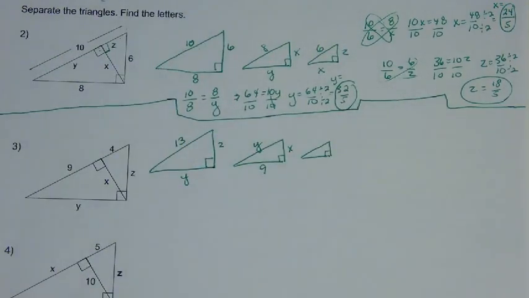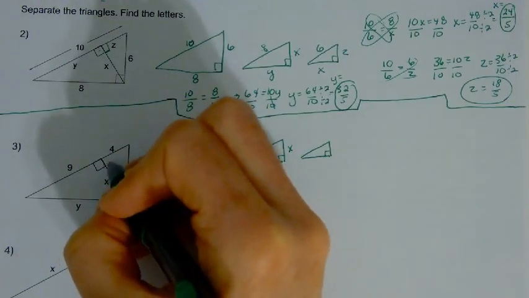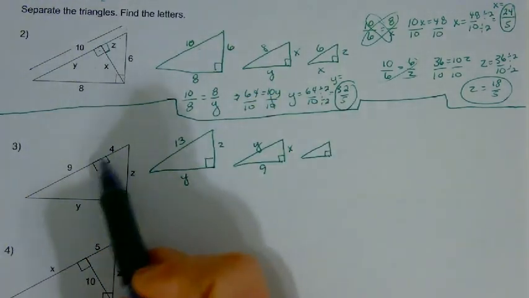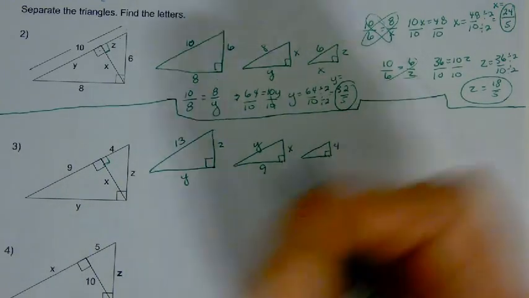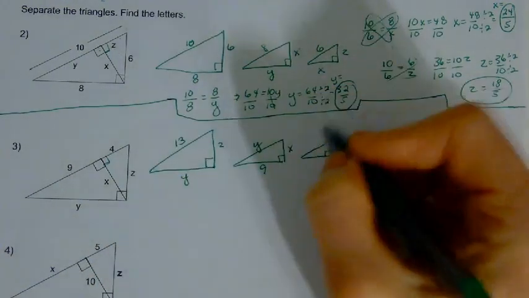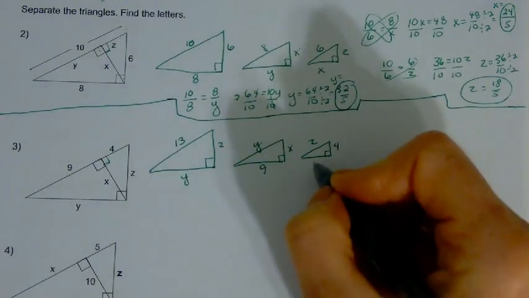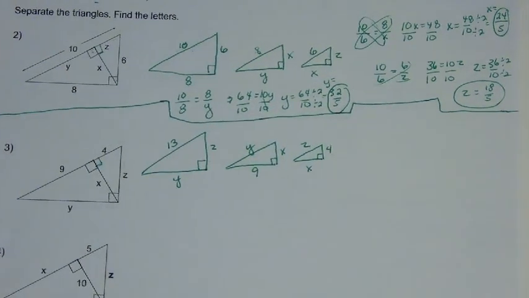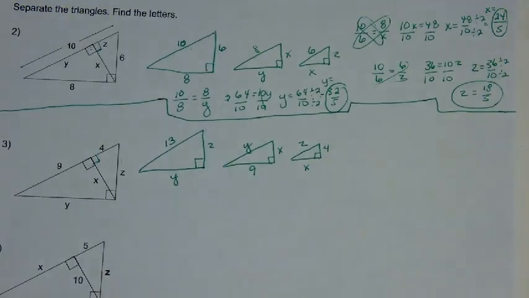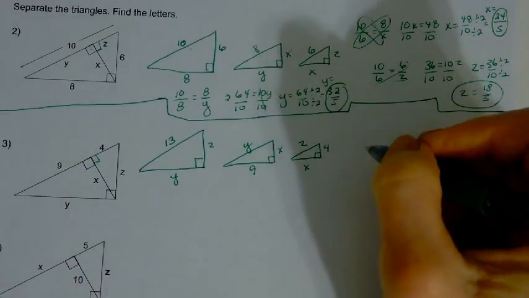Pause this to do it yourself first. Now I'm going to go ahead and put my right angle in there because I think that helps. So 4 is our short leg, z is our hypotenuse, and x is the long leg. All right, there's the setup. Now all three triangles are similar, so we can make some ratios and solve some proportions.